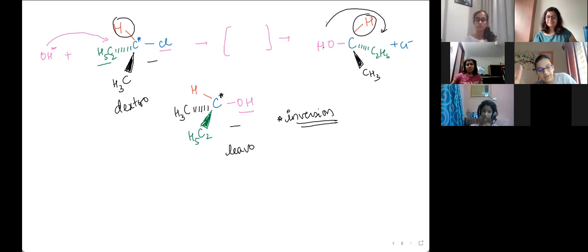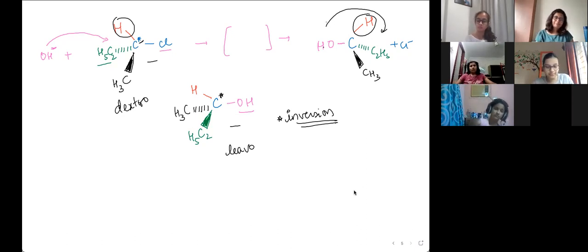Oh, so every compound is either dextro or levo. If it is chiral, then either it is dextro or levo. And that dextro or levo, it will show when light is passed through. Yes. Okay. So this is one thing about the SN2 mechanism.